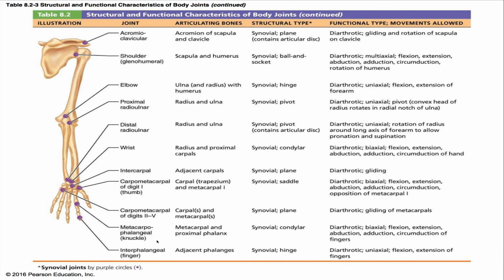Now, the metacarpophalangeal joints are your knuckles. These are the metacarpals and the proximal phalanx. And it's a synovial joint, condylar, diarthrotic, biaxial joint. So you have flexion, extension, abduction, adduction, and circumduction of the fingers.